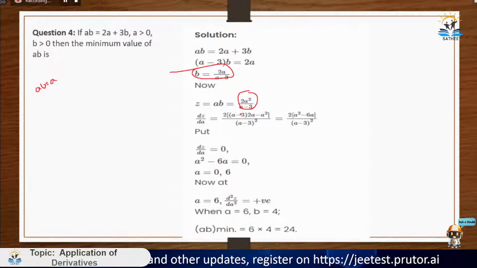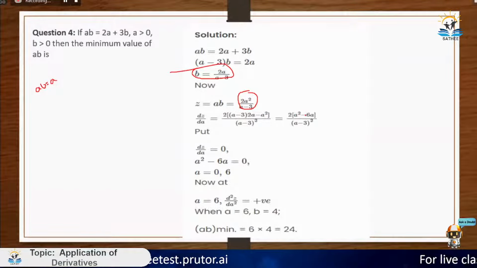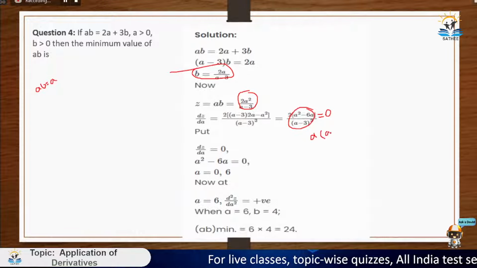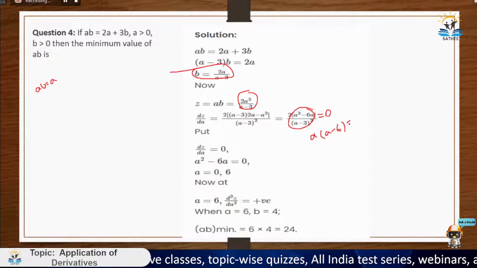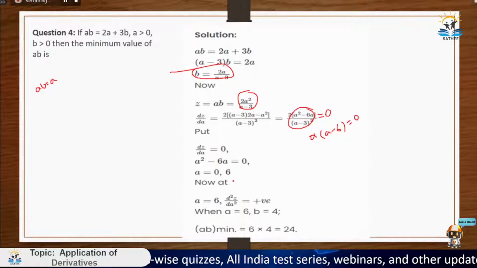And the numerator would be what? A minus 3 as it is into the differential of 2A squared, which is 4A. So from here you are getting 2 into 2A, 4A, minus the numerator as it is, 2A squared, into the differential of A minus 3, that would be 1. So from here we are getting minus 2A squared. You are getting this thing, put it equal to 0. So basically you are getting 2A common into A minus 6 equal to 0. You are getting this thing, okay? So from here you are getting two values of A, one equal to 6 and another equal to 0.